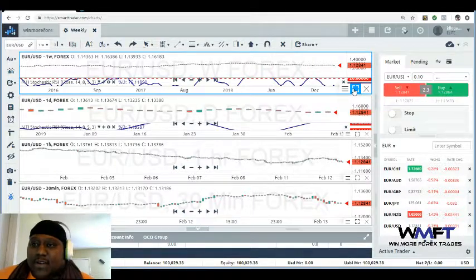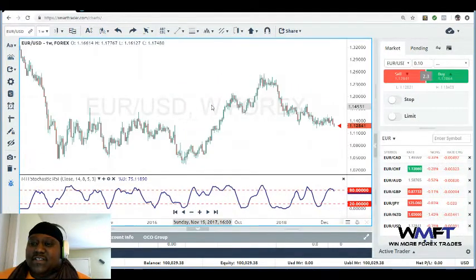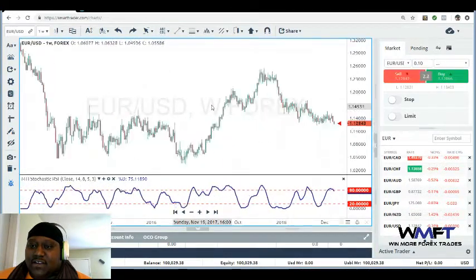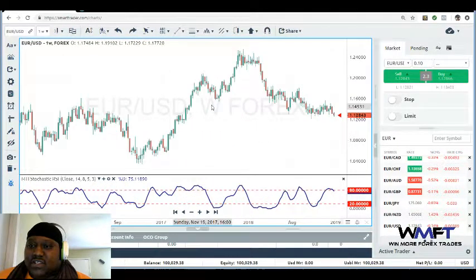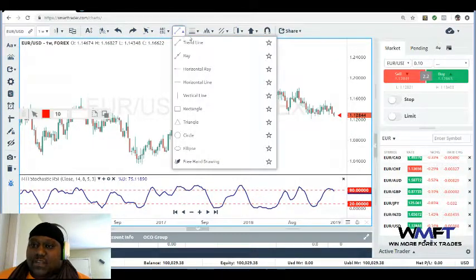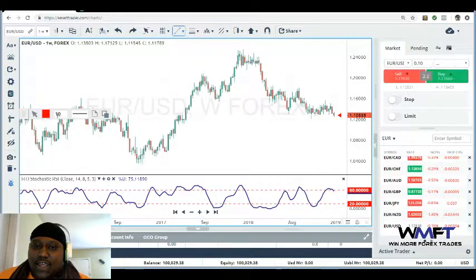All right, we're going to the Euro USD. This is the weekly time frame. You just want to take a look at the most previous swing, which is this swing low to this swing high. So we want to separate the market into a buy zone and a sell zone. Right, let's put that at 2.